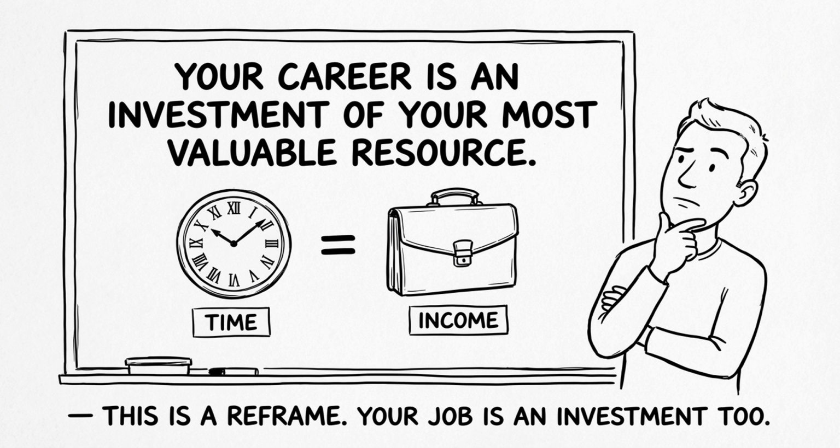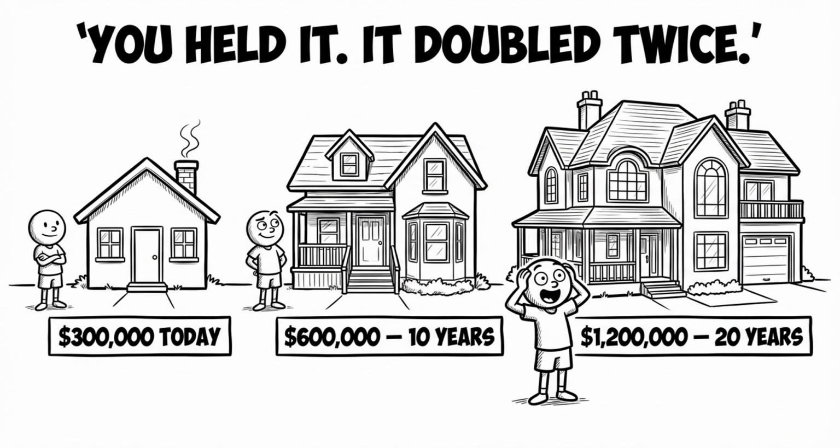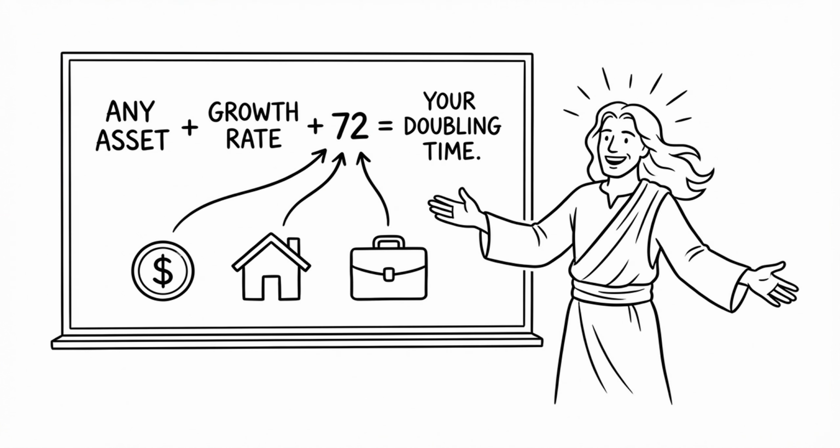Real estate at 7% appreciation per year, 72 divided by 7 equals 10.3 years to double in value. You buy a $300,000 property. In 10 years, it's approximately $600,000. In 20 years, approximately $1.2 million. You did not renovate it. You did not flip it. You simply held it and let the Rule of 72 do the work. This is not financial advice about what you should buy. It's a framework for understanding what any asset is actually capable of when you know its growth rate and you apply 72 to it.